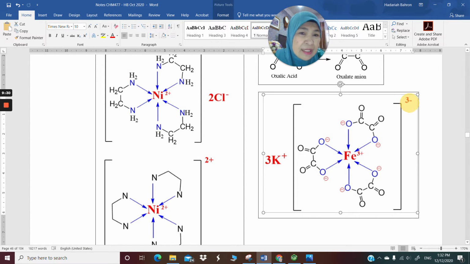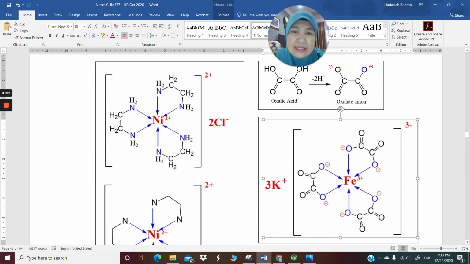So the complex ion with a charge of 3 minus has to be balanced out with a counter ion. So this is your counter ion, which is 3 potassium, or it can be 3 sodium, or whatever positively charged main group metals.